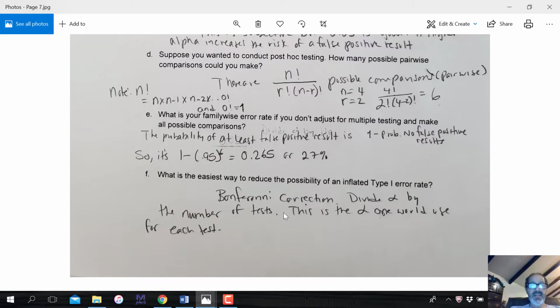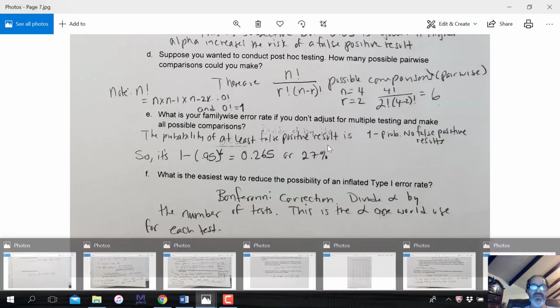It really sucks. What is the easiest way to reduce the possibility of inflated type 1 error? It's called a Bonferroni correction. You divide alpha by the number of tests you conduct. So if alpha is 0.05 and we decide to conduct 6 tests, it's 0.05 divided by 6. The reason is that it maintains the overall alpha for all tests at 0.05. For each test, it would be a sixth of that. And that's it.